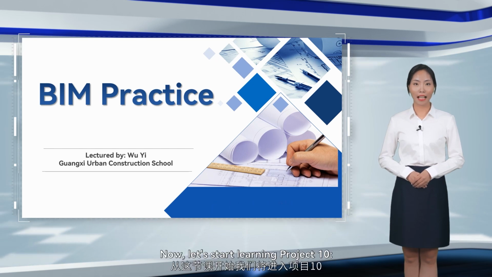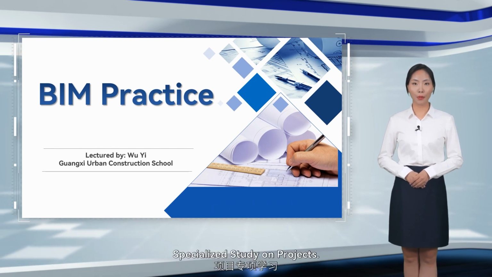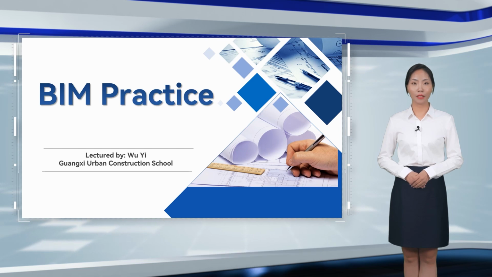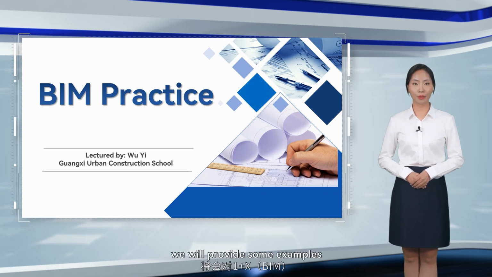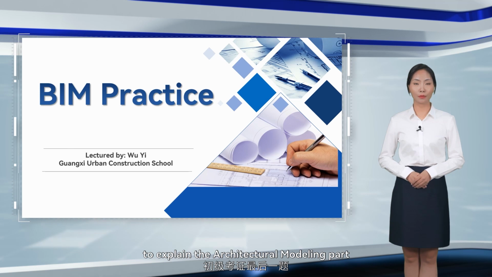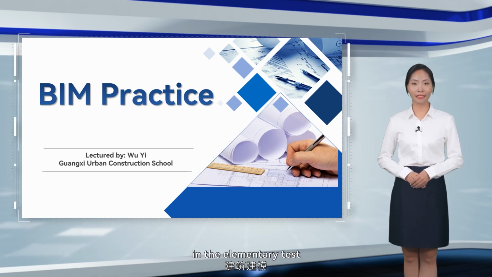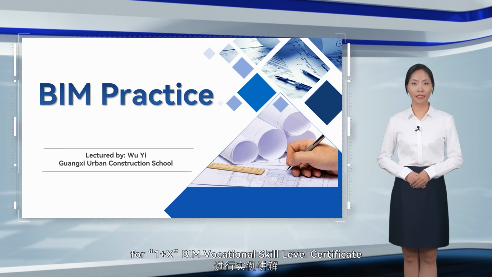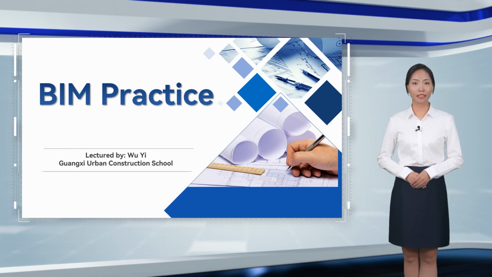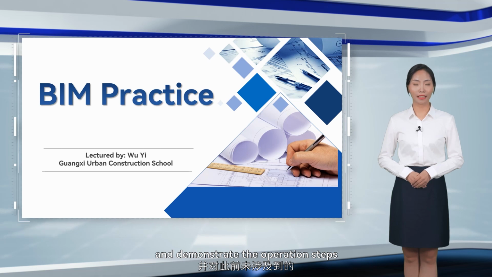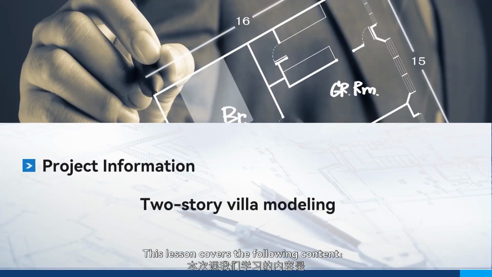Now, let's start learning Project 10, Specialized Study on Projects. In this unit, we will provide some examples to explain the architectural modeling part of the final task comprehensive modeling in the elementary test for the 1+X BIM Vocational Skill Level Certificate, and demonstrate the operation steps not covered previously. This lesson covers the following content: drawing ramps, tagging doors and windows, and creating door and window schedules.